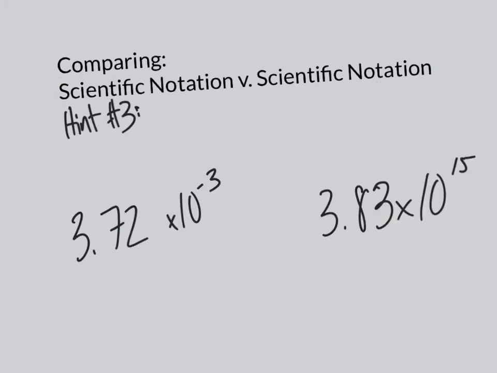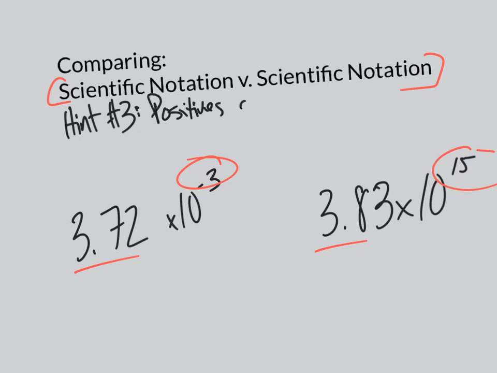Hint number three might hit you as obvious, but just needs a reminder if we're doing, again, scientific notation versus scientific notation, and we are looking at really similar bases, very different exponents. Hint number three about which is bigger, positives are always larger than negatives.